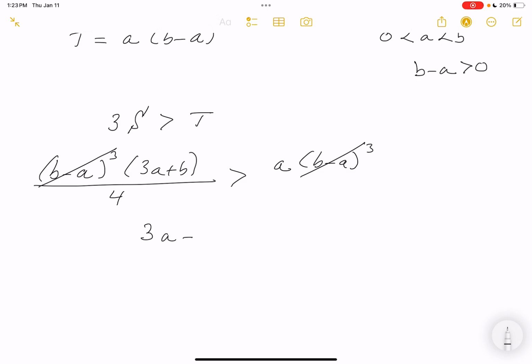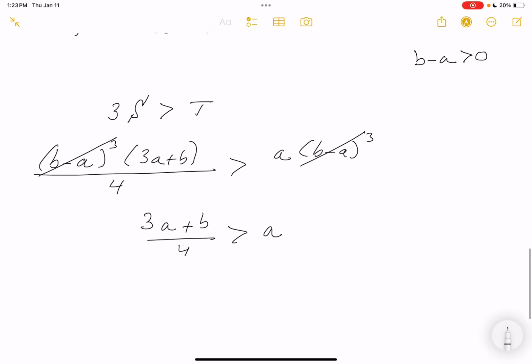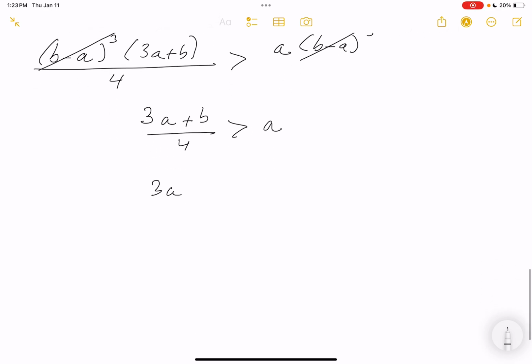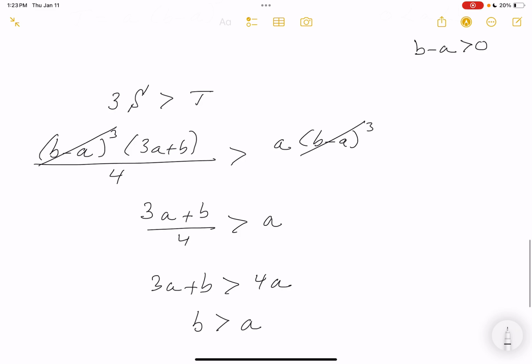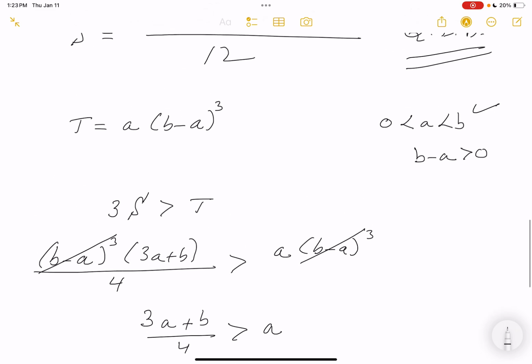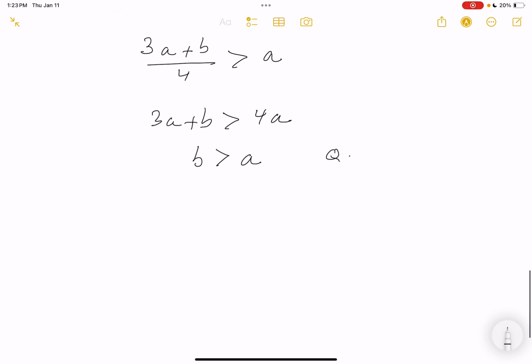So I got this over here. What am I seeing now? 3a plus b over 4 is greater than a. I need to show this is true, by the way. You get 3a plus b greater than 4a. And what do you get over here? b is greater than, go subtract 3a from both sides, a. Now, bottom line, remember we've been told that b is greater than a. And that certainly holds, by the way. So another QED. We did what we're supposed to do. And we're done with that problem. Thank you.